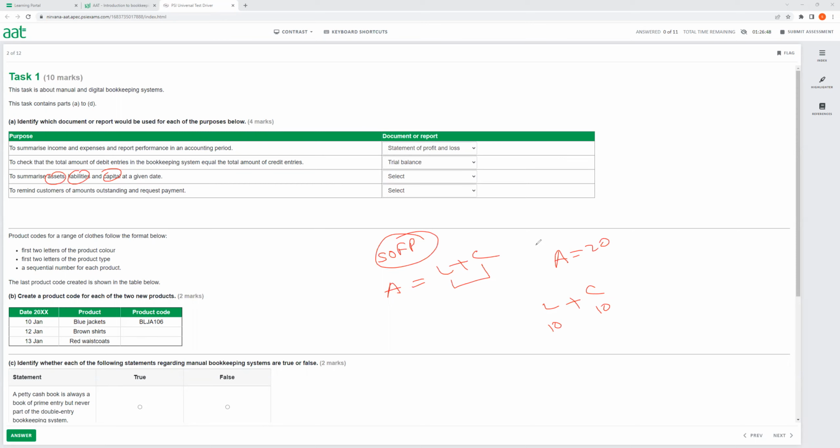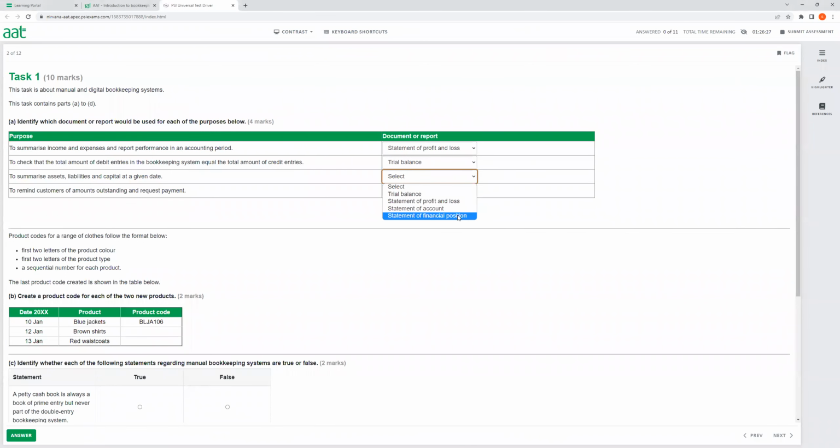For example, if the question said the asset is 20 and we don't know the capital and the liability is 10, how much is the capital? So this minus this is your capital, or this minus this is your liability, and this plus this is your asset. So accounting equation, asset equal liability plus capital, is represented on the statement of financial position.